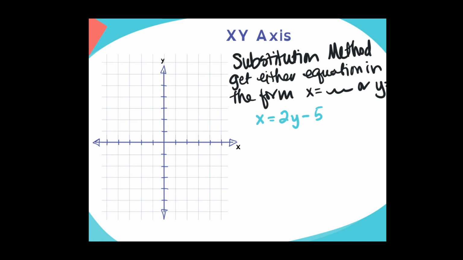Because x equals that, we can replace x in our other equation by 2y minus 5. That's what we're doing. So this is our other equation with the x replaced or substituted. That's why it's called the substitution method. And now we only have one variable and some numbers. We can solve for y.